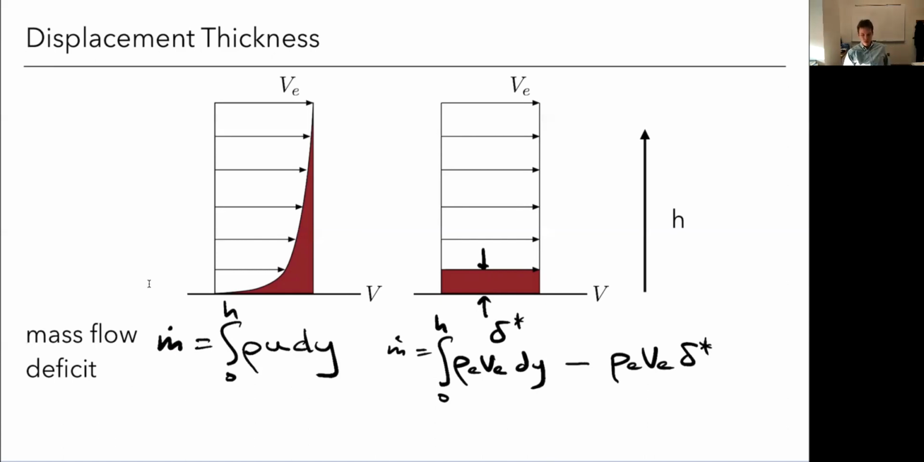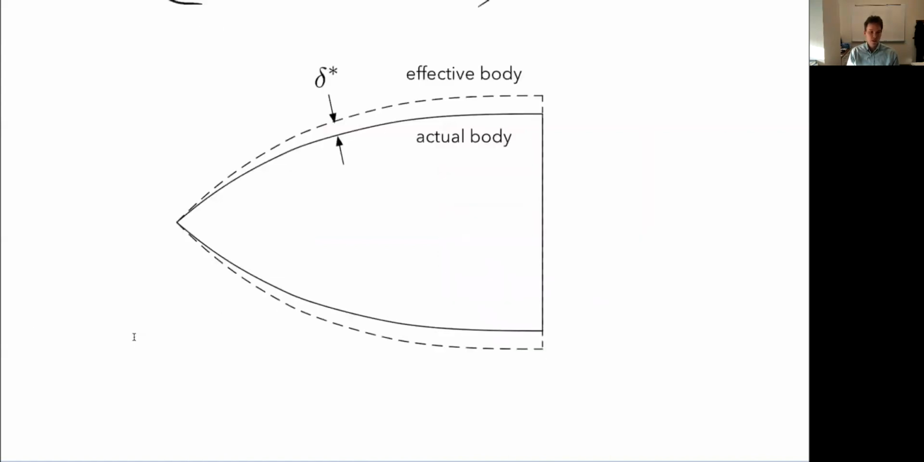Okay, and again, the infinity just means that at some point this goes to 0. So continuing further doesn't mean anything. Physically, again, the idea is that it defines how big we'd have to make our body to get the equivalent mass flow rate. And that's a useful concept because it can help us create this idea of what's called the effective body.